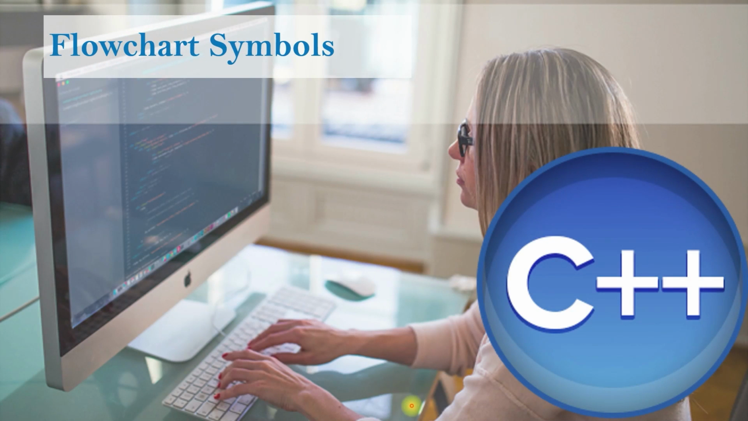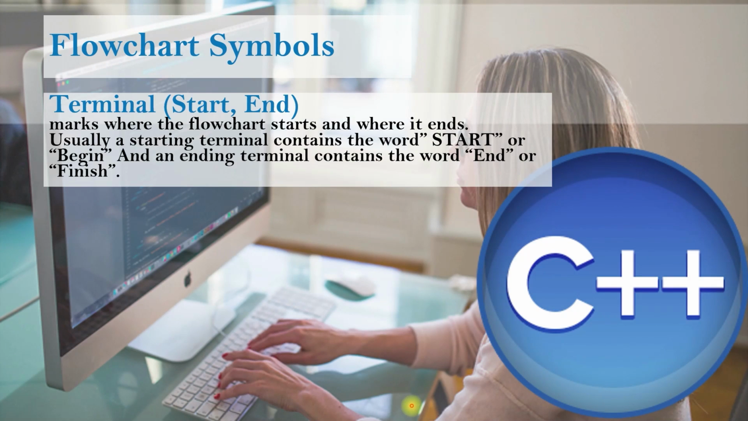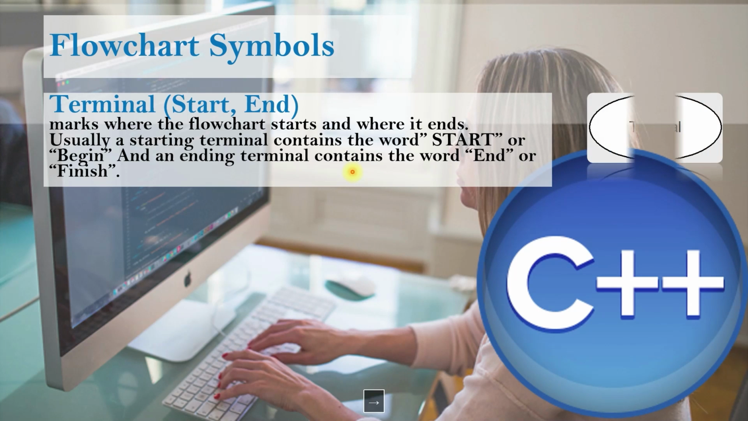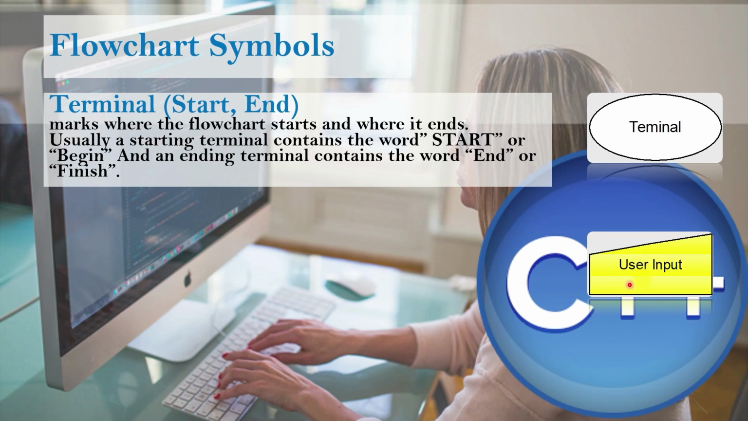Flowchart symbols. Flowchart has different symbols, and the first symbol of flowchart is what? Terminal. Terminal shows the start and the end of a program. For more information, you can read this part, which says terminal marks where the flowchart starts and where it ends. Usually a starting terminal contains the word start or begin, and an ending terminal contains the word end or finish. What is the symbol? This is the symbol of terminal. The symbol of input is this one.